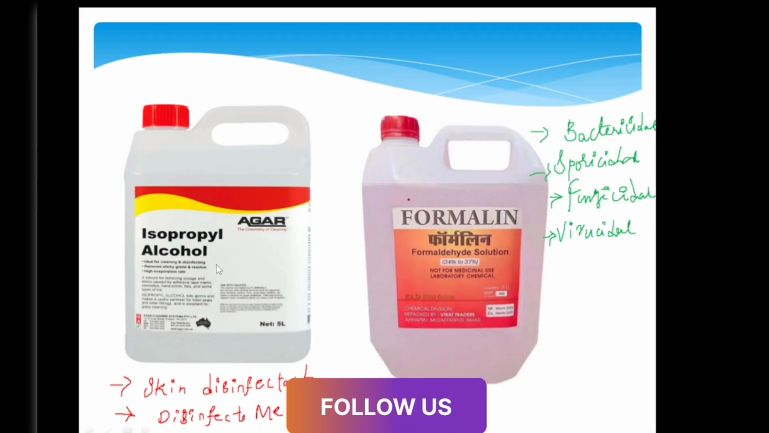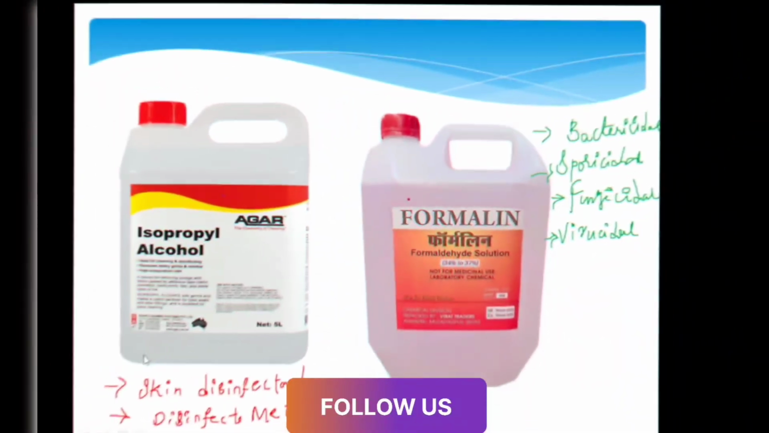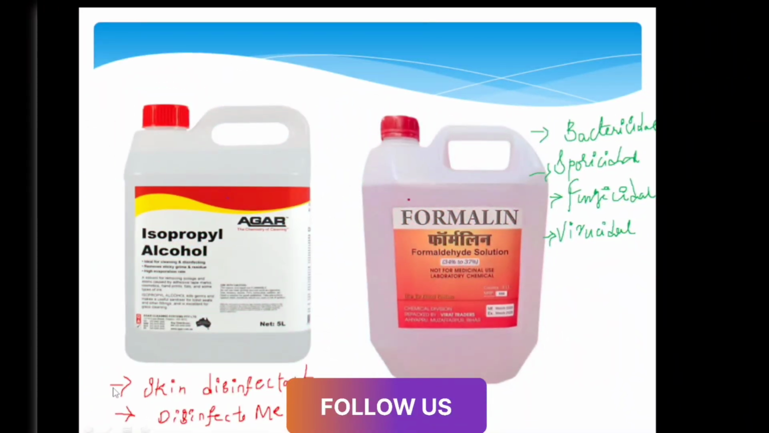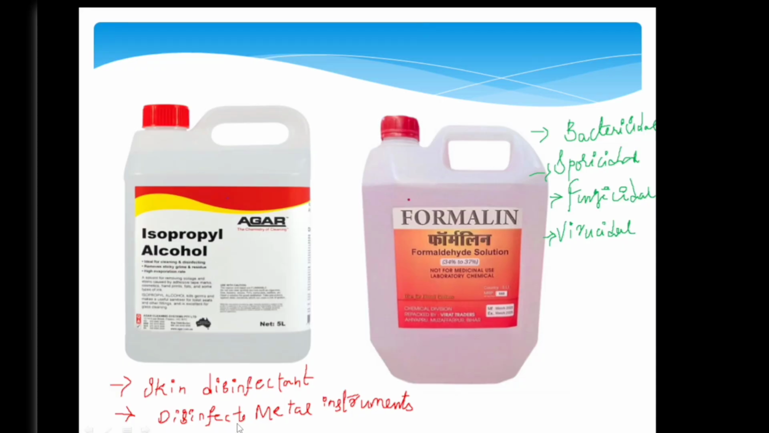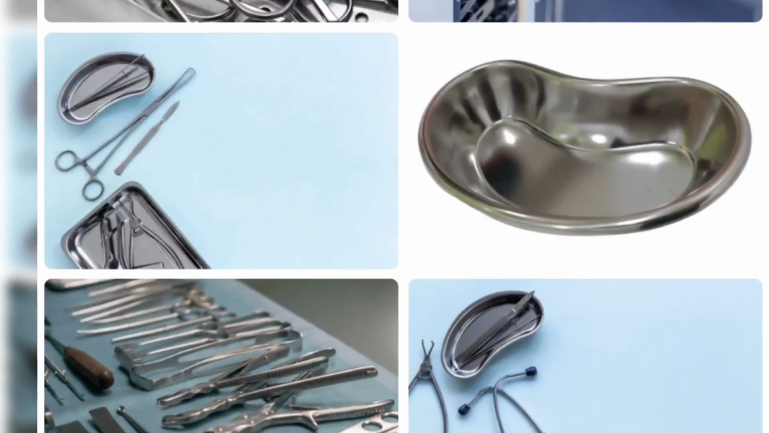First you can see this image. This image is isopropyl alcohol. Now let us see the properties of isopropyl alcohol. First, it is a skin disinfectant. Isopropyl alcohol can kill the microorganisms present on the skin. Before doing a venipuncture procedure or injection administration, we first have to disinfect the skin with the help of isopropyl alcohol. The next advantage is that it can also be used to disinfect metal instruments.